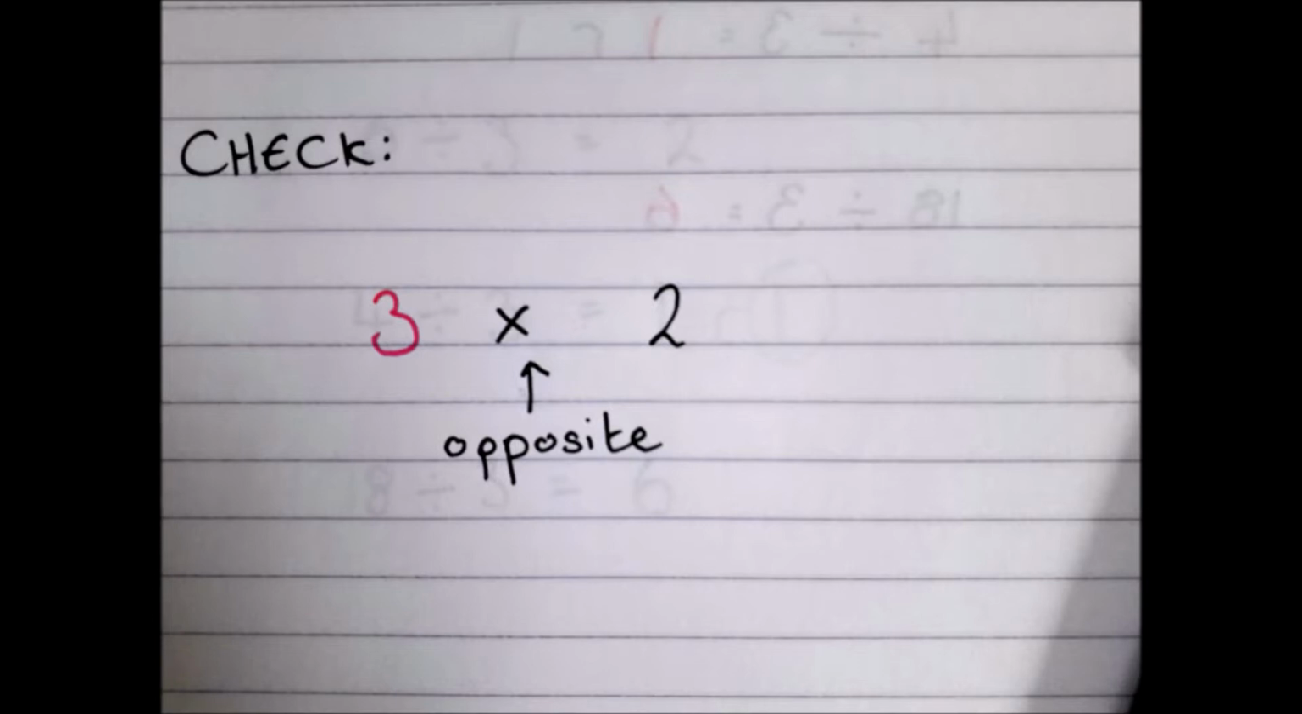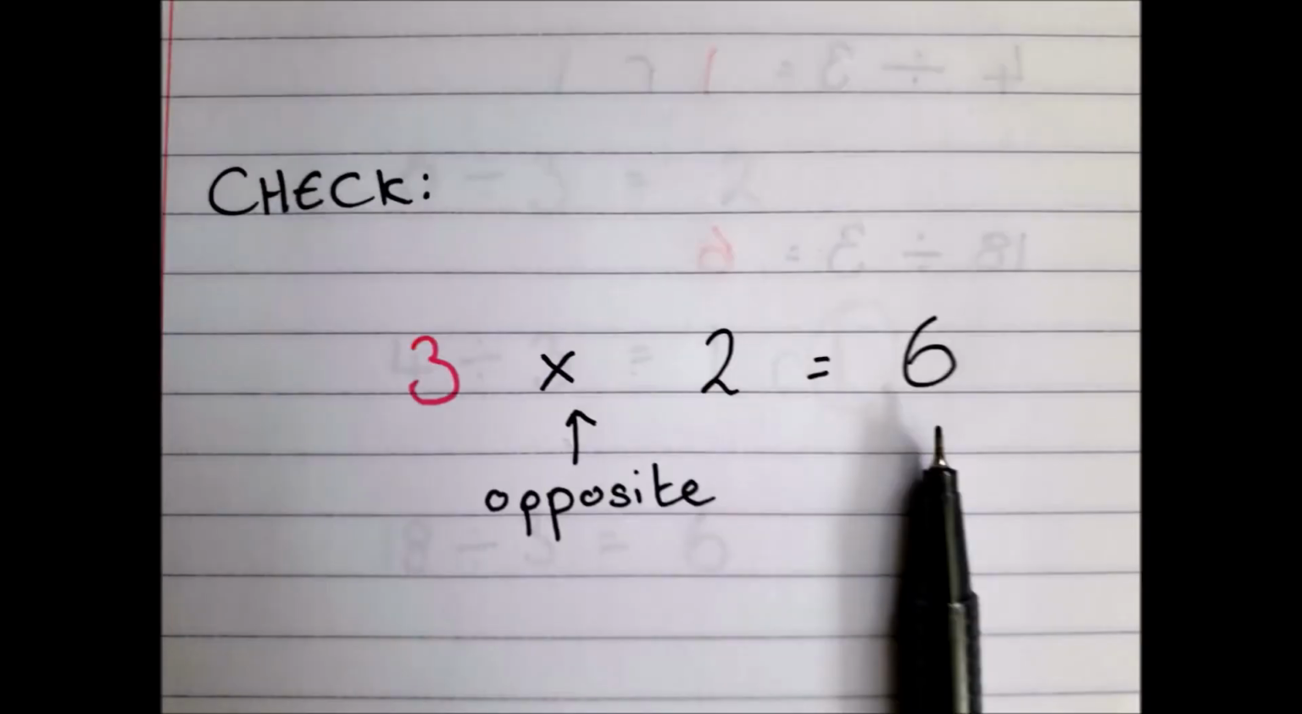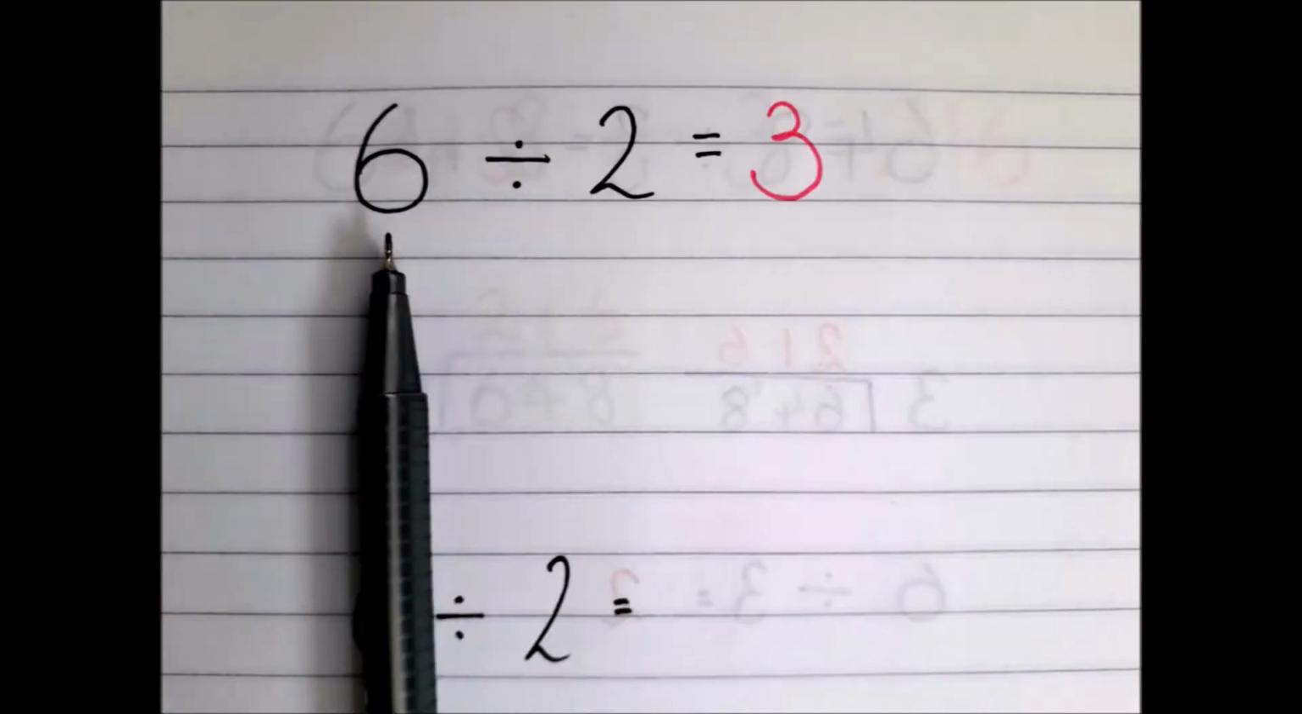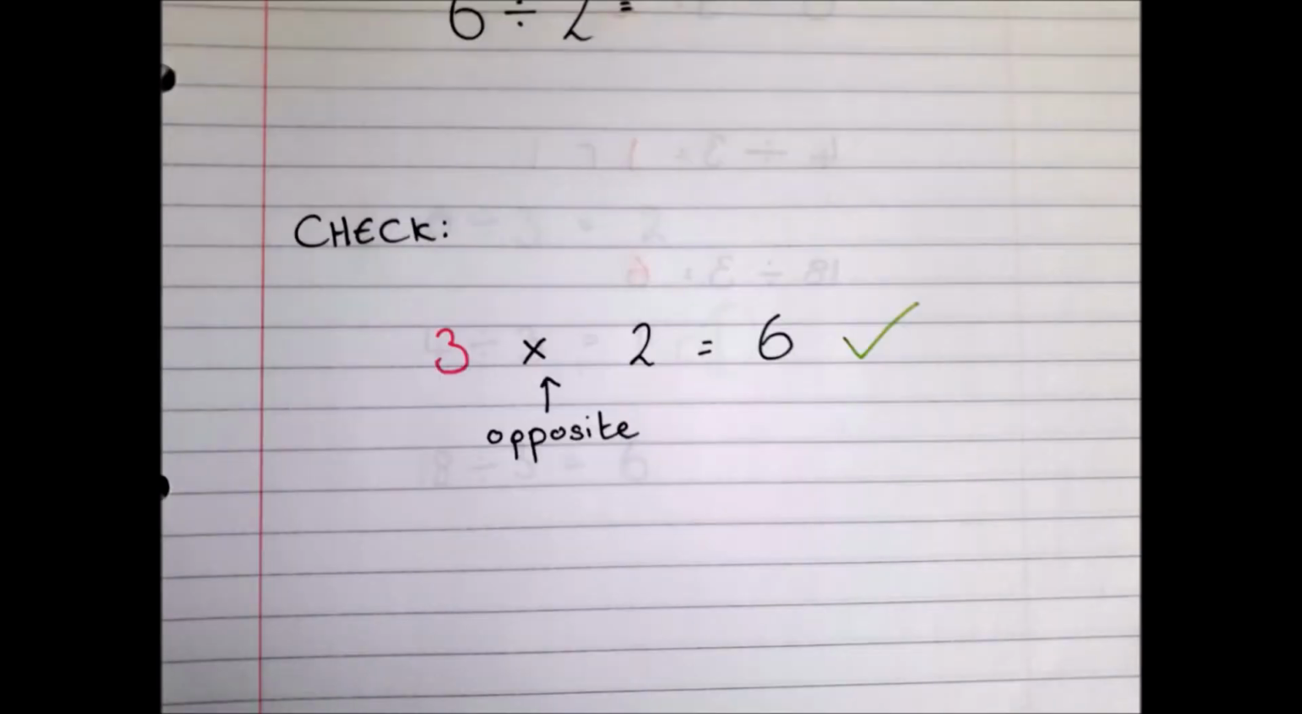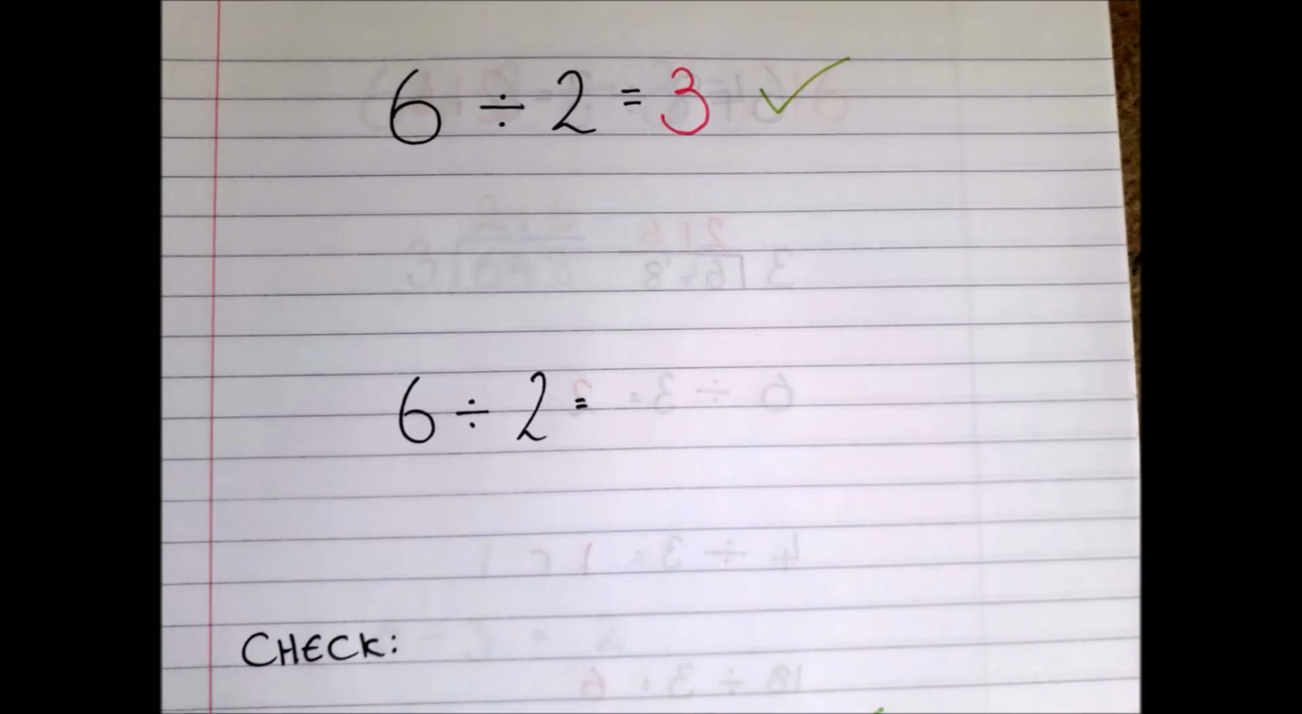The correct answer is 6. And because this 6 here matches the 6 from the original question, we can be happy that our check and our original answer are both correct. It's all very simple so far, but what if we try a harder question with a bigger number?